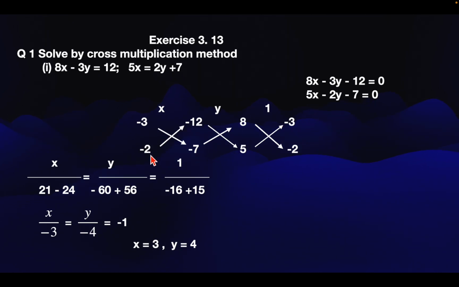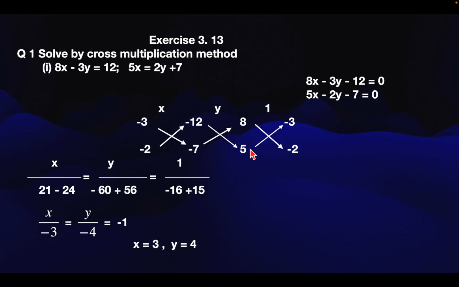Okay. Below it, exactly write down the coefficient of the next equation. Again, below x, we are going to start with coefficient of y. So minus 2 here like this. Then minus 7, 5 and minus 2.